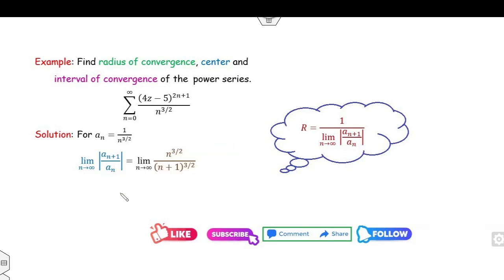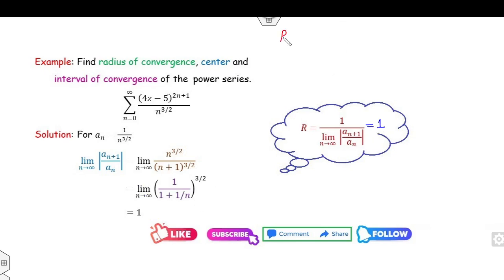So how can you write this quantity? I can take 3 by 2 as common. And then it will be n over n plus 1. So what is the limit of this as n approaches infinity? I can divide the numerator and denominator by n. It will be 1, 1 and 1 over n. So the answer is 1. So once you substitute here, the answer will be 1.